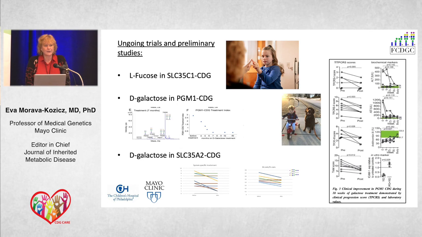These are the 3 clinical trials currently ongoing for fucose and galactose, and they are mostly at Mayo Clinic and CHOP. And you can see in the graphs next to this little patient that all of the therapeutic indexes are going down, which is a good thing. You see also this therapeutic index in PGM1 going down. It means that the severity score is improving, and this is our most recent therapy trial in SLC35A2-CDG. You see that the improvement is less dramatic, but most patients reacted well.